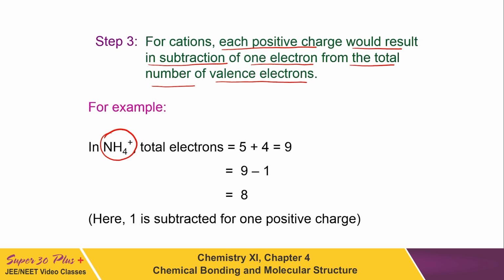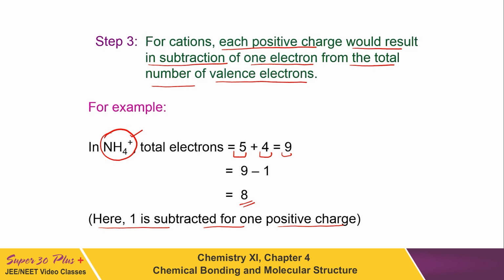Say for example, for NH4 plus, total electrons will be 5 for nitrogen, 4 for hydrogen, 1 for each hydrogen, total 9, and then we shall remove 1 electron because of this positive charge which is there on NH4 plus. So it will be 8. For your reference, here 1 is subtracted for 1 positive charge. Just go through it once.